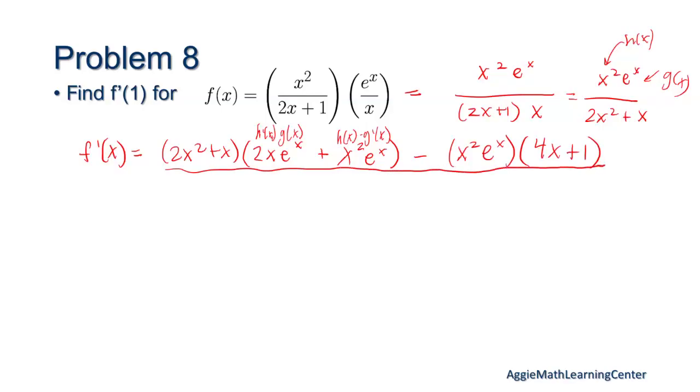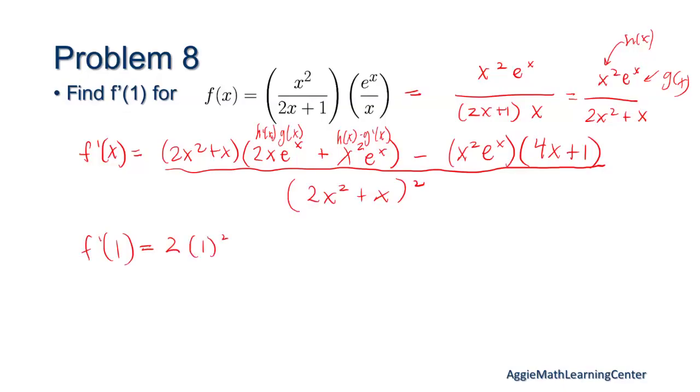Okay, now we have it all over the square of the bottom. So our bottom is this 2x squared plus x. So we're going to have 2x squared plus x, squared. Okay, did everybody follow how we set that up? Perhaps? Okay, sweet. Now I'm going to plug in my 1, and once again I'm going to use parentheses to make sure that I am putting it in all the right spots.